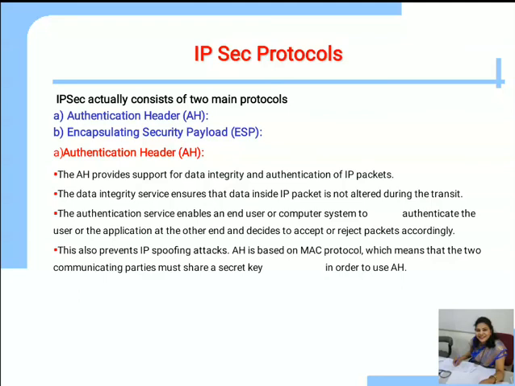The authentication service enables an end user or computer system to authenticate the user or the application at the other end and decide to accept or reject the packet accordingly. So on the basis of the authentication, the end user will accept or reject the packet. This also prevents the IP spoofing attack. AH is based on the MAC protocol, which means that the two communicating parties must have a secret key in order to use the AH.